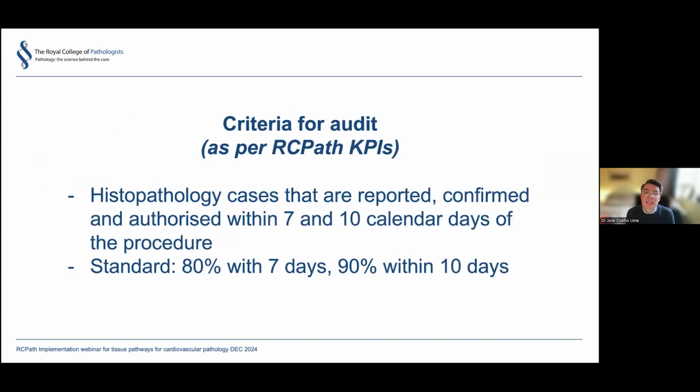And finally, this is the criteria for audit as per the RCPath KPI, is that histopathology cases that are reported, confirmed, and authorized within 7 and 10 calendar days of the procedure, 80% should be within 7 days and 90% should be within 10 days as per standard.